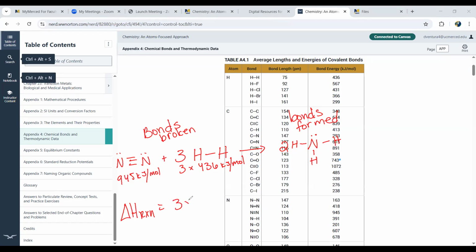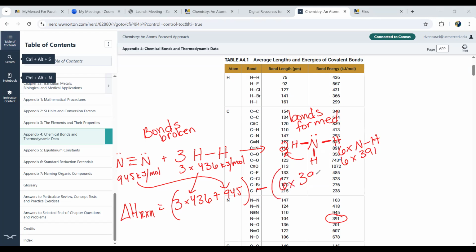So that's 3 times 436 plus 945. Okay, minus bonds formed. So this is this value and this is this value. Okay, and now look at how many bonds we're forming. We're forming 1, 2, 3 NH bonds times 2. So that's 6 NH bonds. So 6 times NH bond. And an NH bond is 391. So 6 times 391. So that's what goes right here.